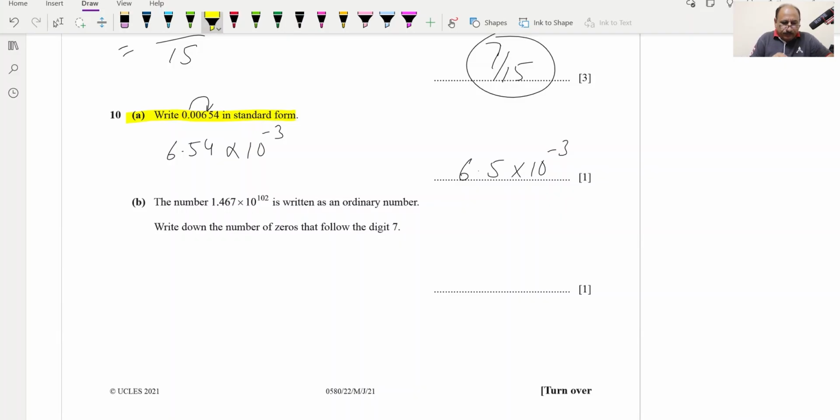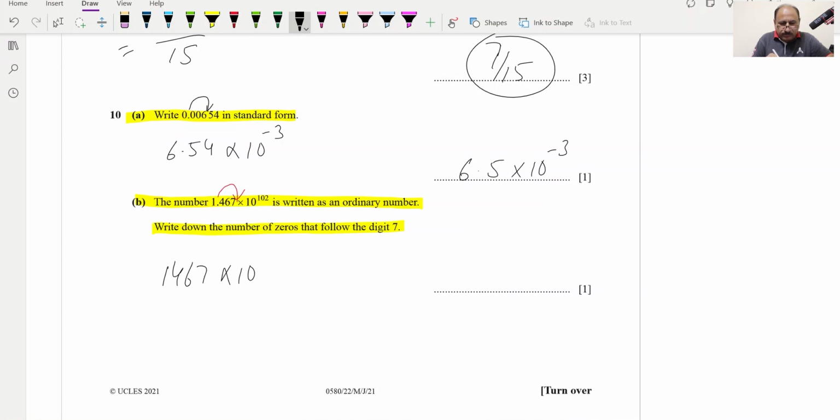Now B part, the number, this one is written as an ordinary number. Write down the number of zeros that follow the digit 7. So we have to move this decimal after 7. So we will be taking 3 jumps, and our new number will be what?